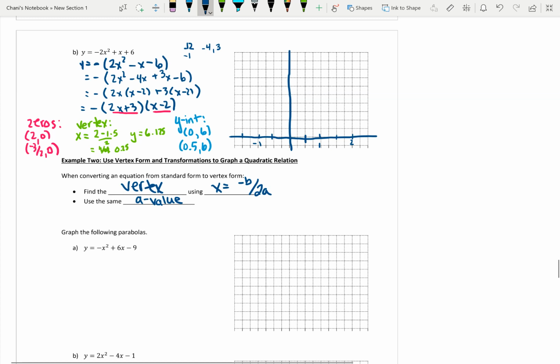And then on the way up, my vertex is 6.125. So let me see, 1, 2, 3, 4, 5, 6. I don't have enough room on this, so I'm going to just go up by ones here. But if you had more space, I would suggest maybe going up by 0.5s.